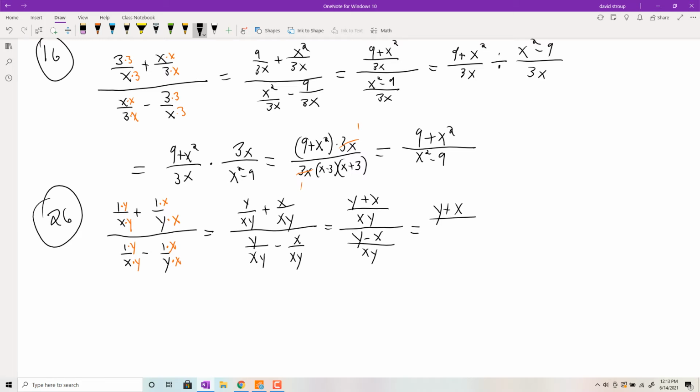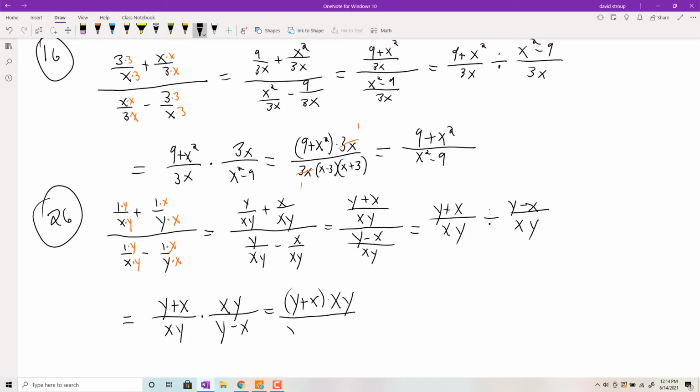I mean, it is technically division, but just rewrite the expression in this new form: divided by (y minus x) all over xy. Hopefully I didn't butcher that too much. You can read that. Now rewrite it as multiplication: (y plus x) over xy times xy all over (y minus x). Okay, so I'm getting (y plus x) times y, or just xy if you'd rather, all over x times (y minus x). And then we see some small cancellations here and here.